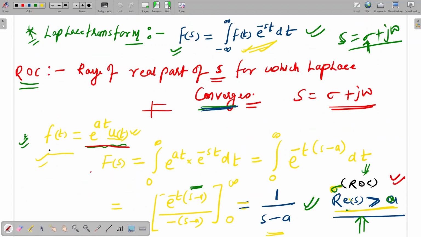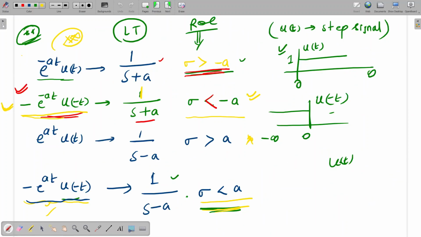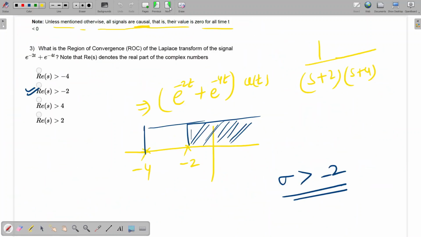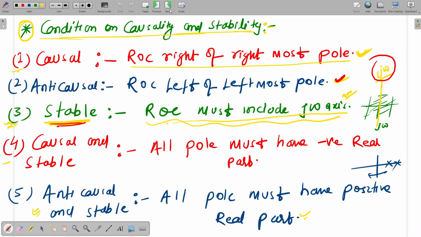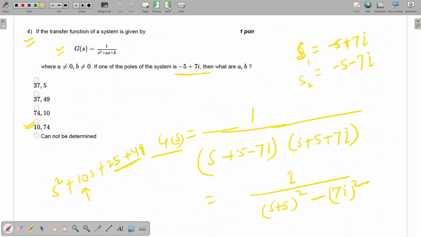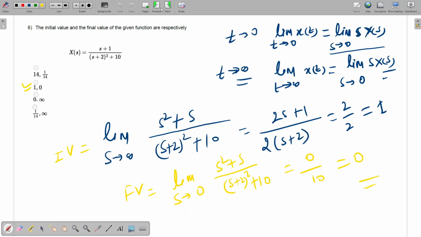So these rules you have to memorize. This first page, this one page, and the properties of ROC. Based on that, I have solved many questions. So this will clear more of the concepts, and some previous year questions are also there, so that you can go through. It will be clear.